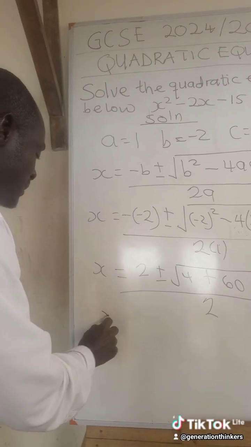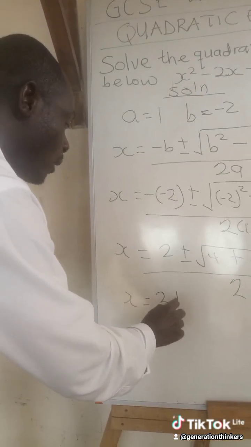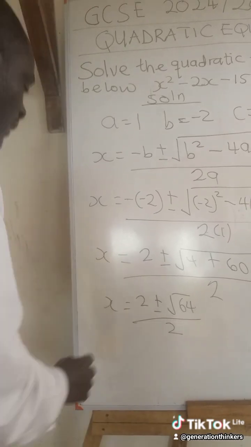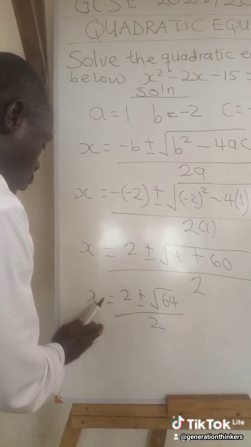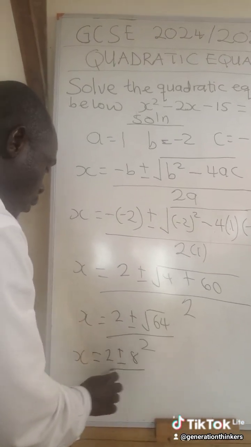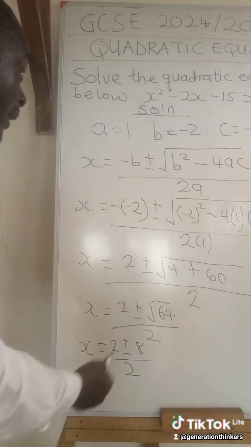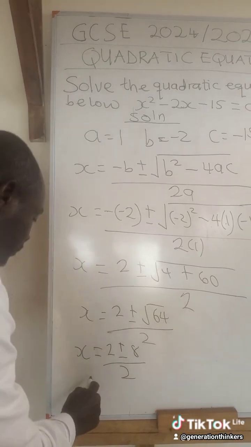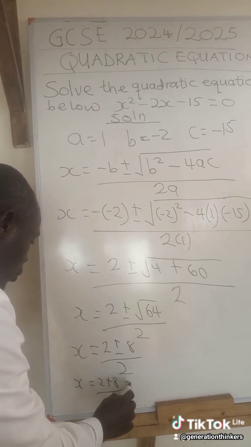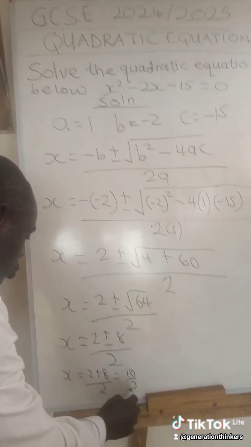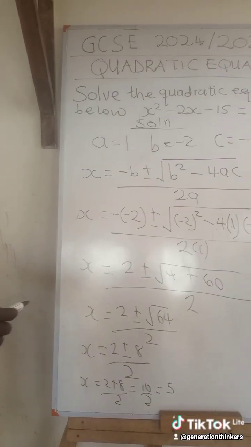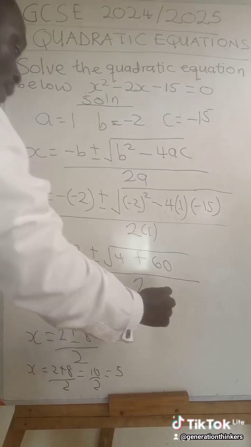Now we will have x is equal to 2 plus or minus the square root of 64, all over 2. Then you can have x equal to 2 plus or minus 8, all over 2. So breaking it down, we can have x is equal to 2 plus 8 all over 2, which will give us 10 over 2, which will give us 5. So the first x is 5.